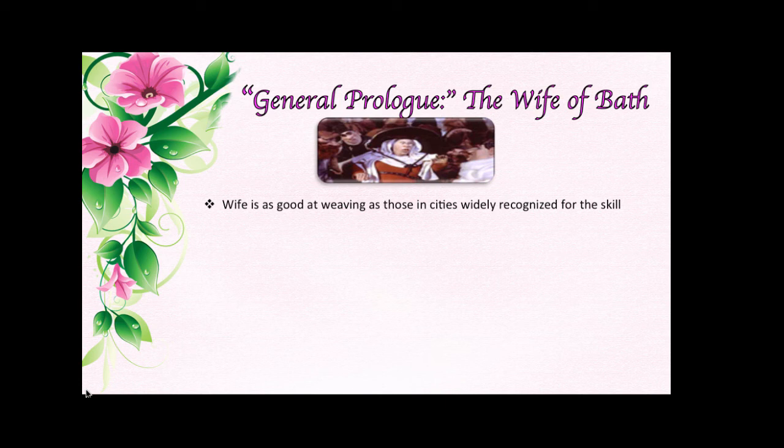The first thing he tells us is that she's a professional weaver, and that not only is she a professional weaver, but she's as good as the men in the towns that were really, really known for weaving. There was a time when Detroit was basically the automotive capital of the world. And the people who were in Detroit and built cars, that's what Detroit was known for, was automotive production. It's similar with these cities that Chaucer mentions. They're known for weaving, and she's as good as any of them are.